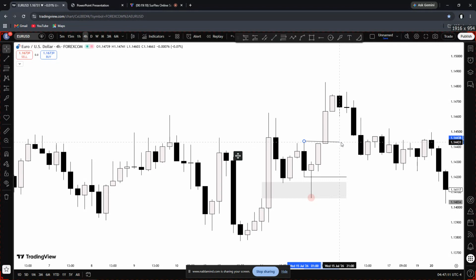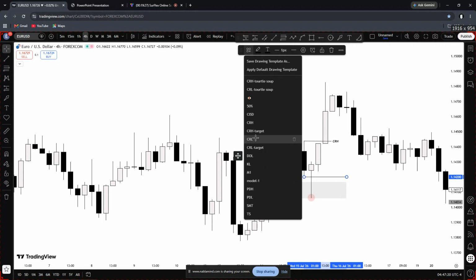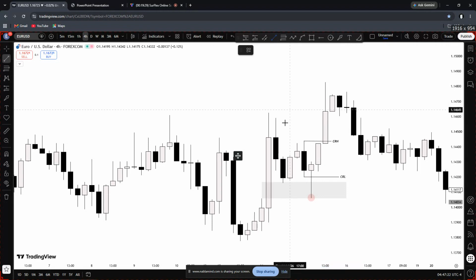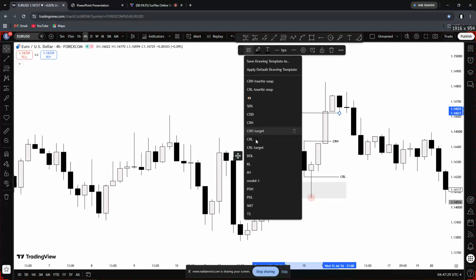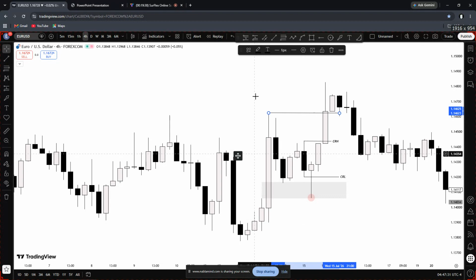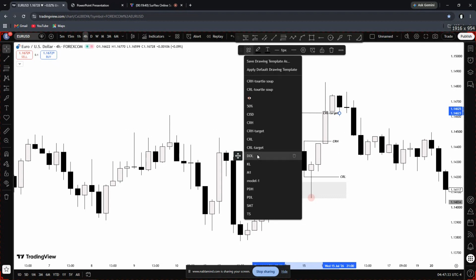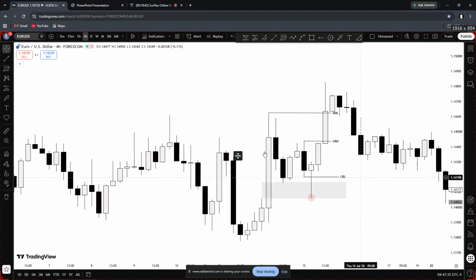So you mark out your candle range high. This is your candle range high, and also you mark out your candle range low. This is the candle range low, and we also have our draw on liquidity, which is the ultimate target. So this is the draw on liquidity, DOL. So let's drop down to the 15 minutes time frame where we can get our model 1 and take the trade.